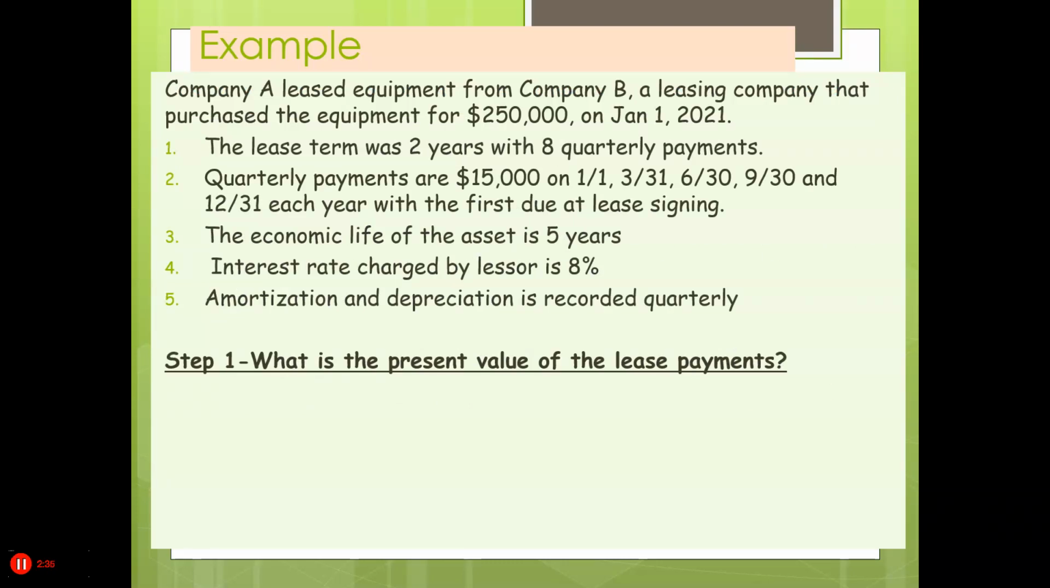Company A leased equipment from Company B, a leasing company that purchased the equipment for $250,000. The lease term was 2 years with 8 quarterly payments. Quarterly payments are $15,000 on the 1st, in January, March, June, September, December. The economic life of the asset is 5 years. The interest rate charged by the lessor is 8%, and amortization and depreciation is recorded quarterly. First, we want to figure out the present value of the lease payments.